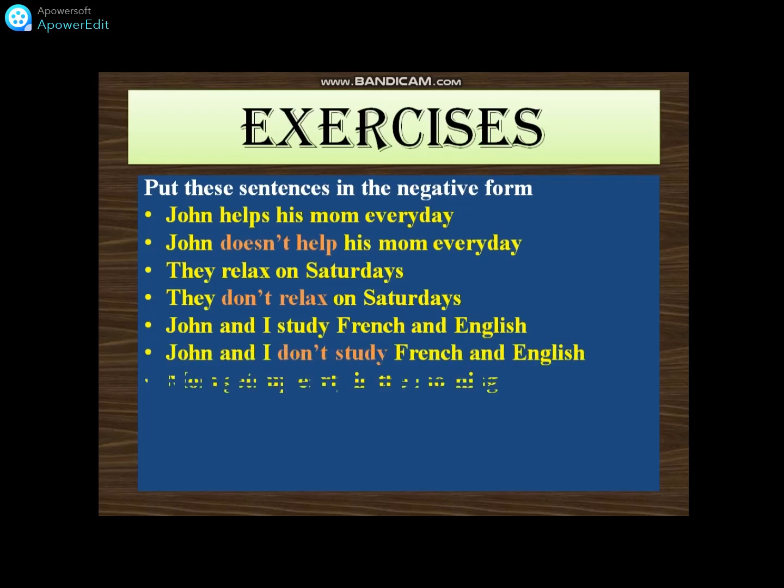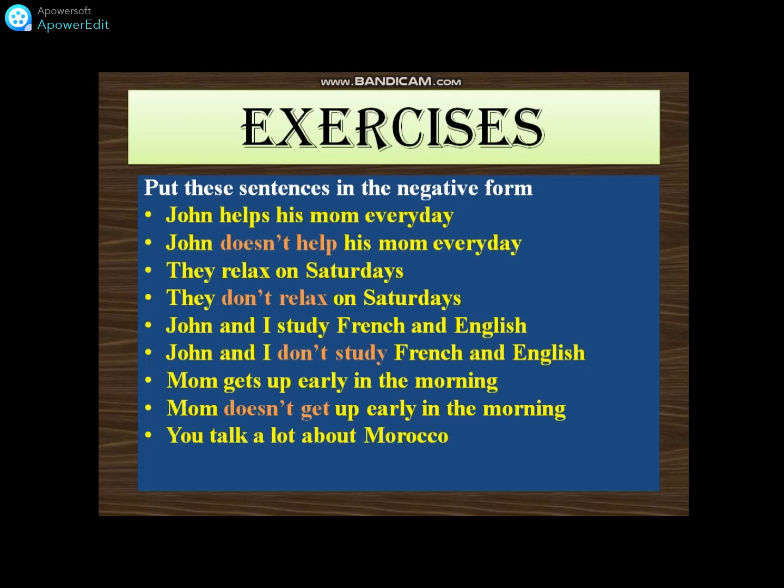Very good. Next one. Mom gets up early in the morning. So here you have an S, which means I'm going to use doesn't. Mom doesn't get up early in the morning. Very good. The last sentence. You talk a lot about Morocco. And here there is no S, so you don't talk a lot about Morocco.